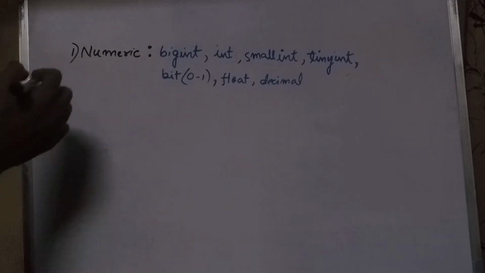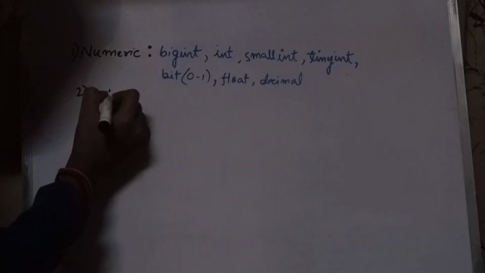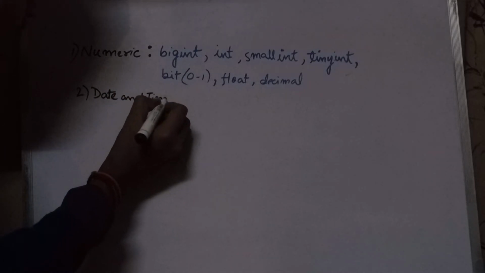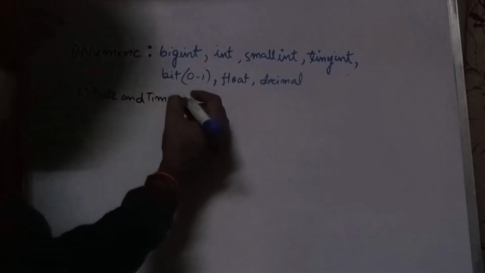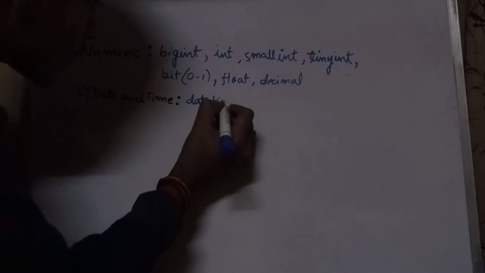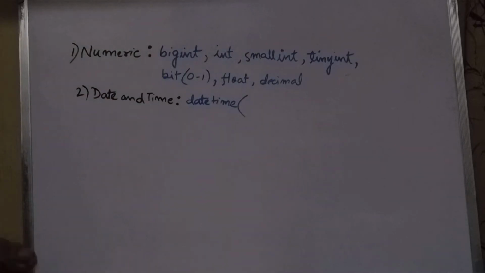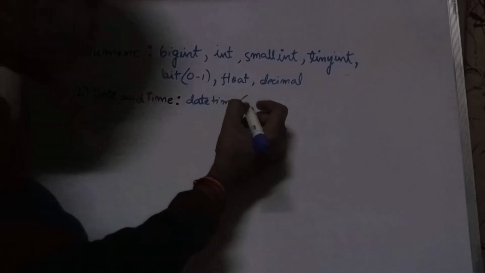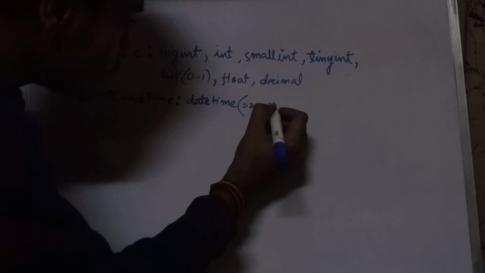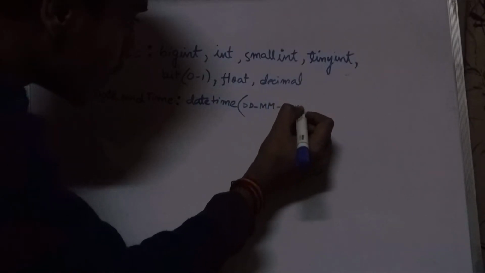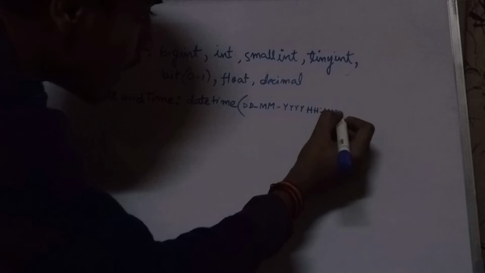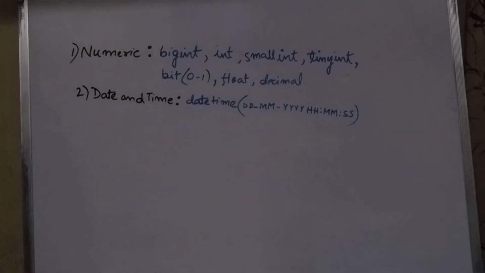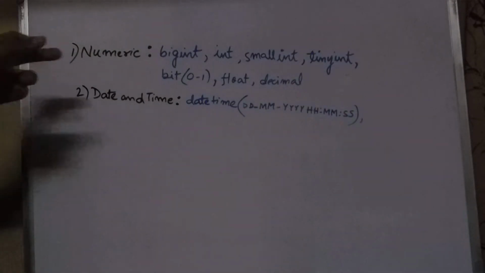Now the second data type is the date and time data type. There are three important subtypes under the date and time data type. The first one is datetime. The datetime data type stores date and time together in the format of day, month, and year, and then hour, minute, and second.